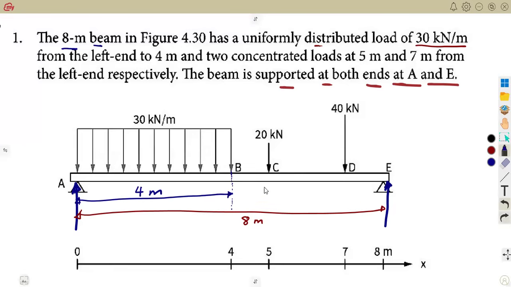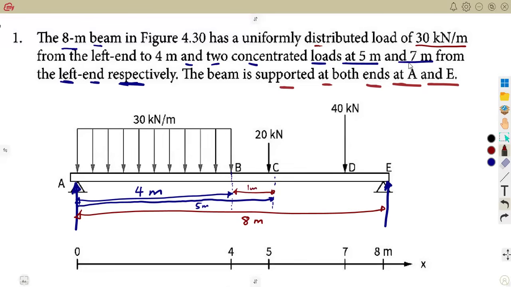All right, no problem. So of this remaining 4 meters, what do we have? Two concentrated loads at 5 meters and 7 meters from the left end, respectively. The first one is 5 meters from the left, going this side. Meaning, in between these 2 points, how many meters do we have? 5 minus 4, that's 1 meter there.